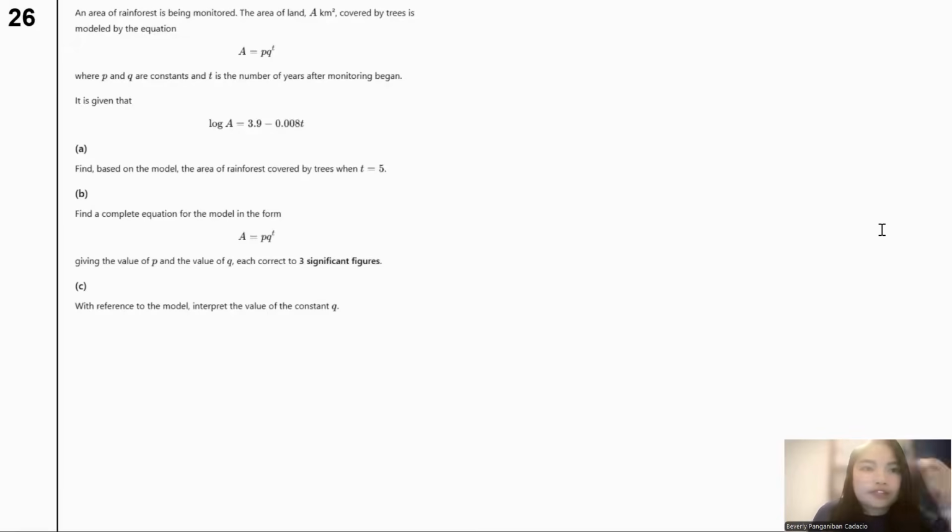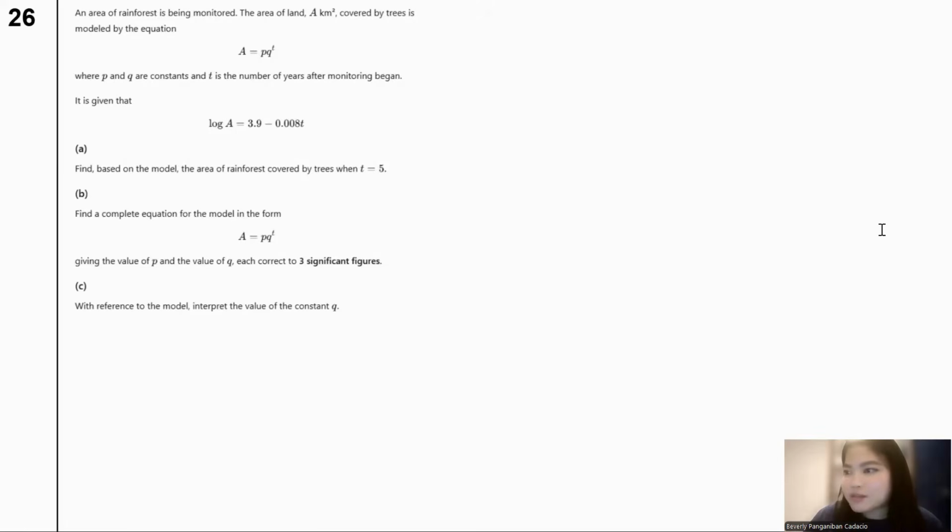Okay, now let's go with number 26, which is also one of the easy questions in our set of questions and in the test. This is also still under logarithms, which is under the nonlinear form, because we are converting the exponential form into logarithmic form and then applying it in a word problem. Let's go with letter A. Find, based on the model, the area of the rainforest covered by the trees when T is equal to 5.